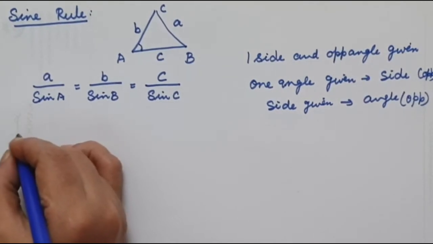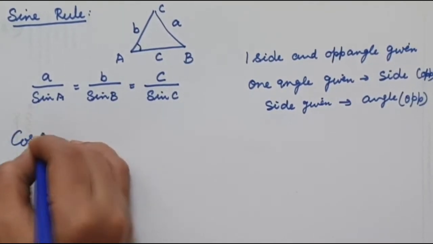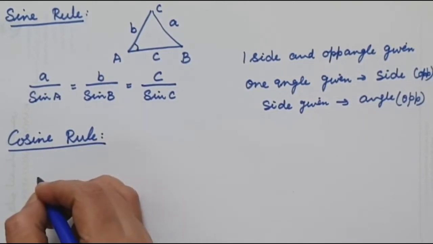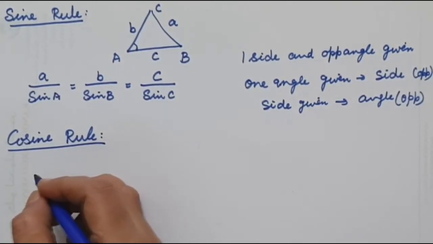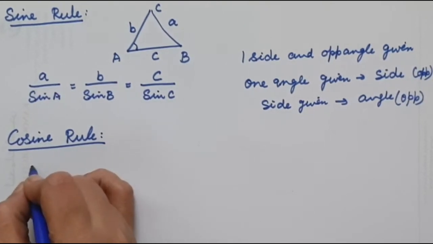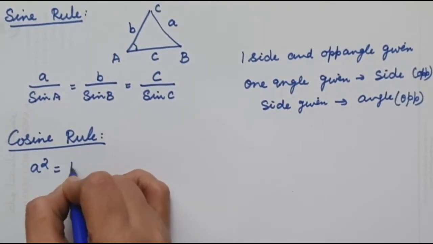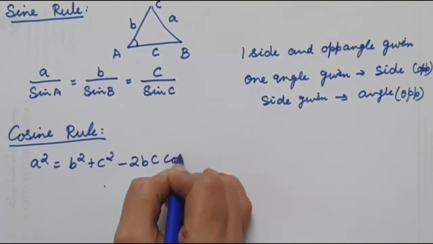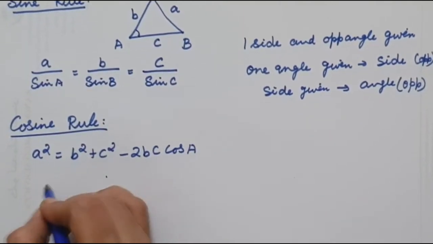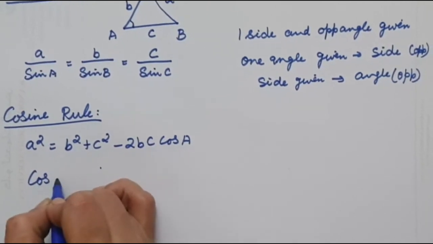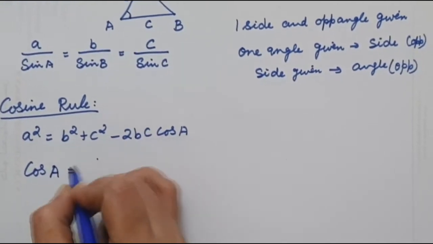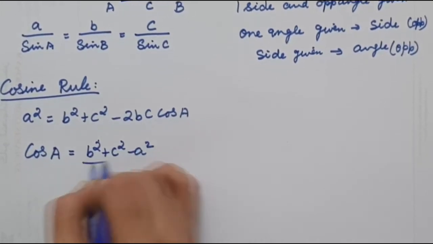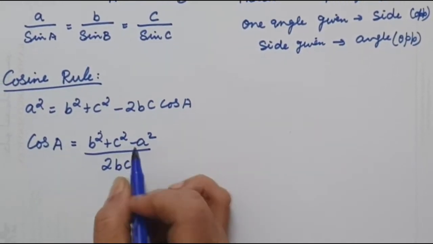The next thing is the cosine rule. Cosine rule for finding the side is a square equal to b square plus c squared minus 2bc cos A. The same formula when you rearrange, you can use it to find the angle: cos A equal to b square plus c square minus a square divided by 2bc.